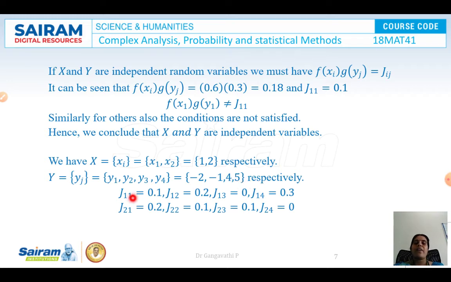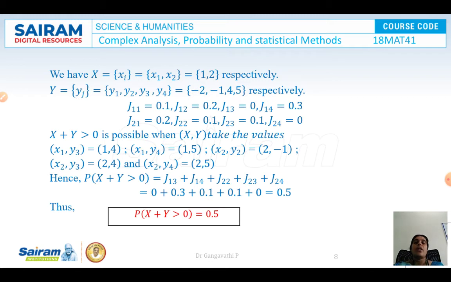So let us find j11. j11 is f of x1 into g of y1, which is 0.1. j12 is f of x1 into g of y2. j13 is f of x1 into g of y3. Similarly, we can evaluate all the values of the joint distribution. So now, x takes the values x1 and x2, given by this, and y1, y2 and so on.